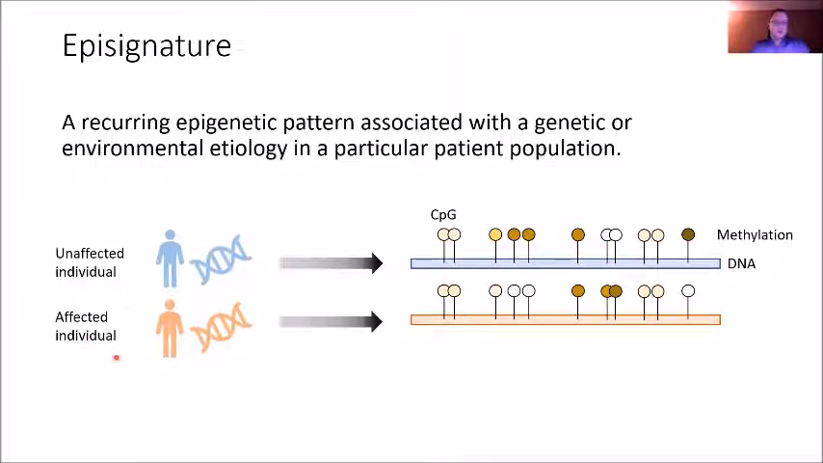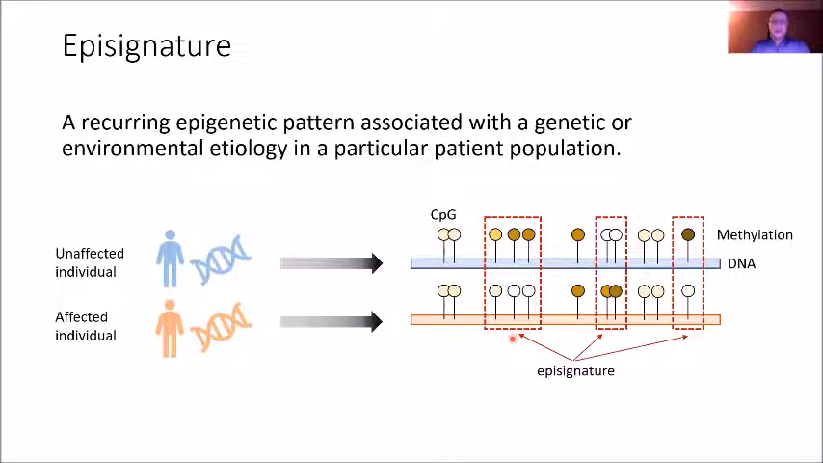And you have an affected individual, either they have a syndrome or some type of environmental exposure, and they will have some places where their DNA methylation is unaffected and it's the same, and then you have other places where they have changes in their DNA methylation. The combination of all of these places where they have changes is what we call the episignature, because it's like the signature that can be used to identify a particular syndrome.